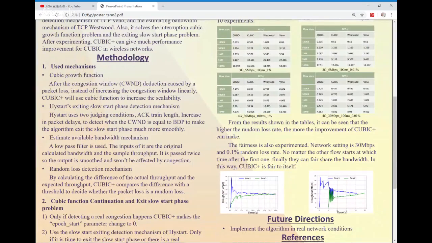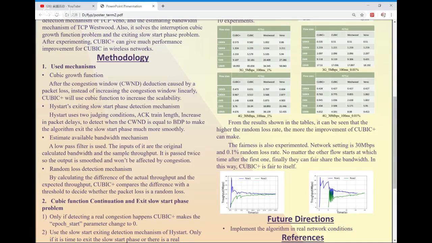The first one is the cubic growth function. It is inherited from the original Cubic. Every time it deducts the congestion window after a packet loss, it will not increase the congestion window linearly. Instead, it will use the cubic function to increase it. In this way, as you know, a cubic function can grow much faster than a linear function, so it can improve the performance of my algorithm to make it fully utilize available bandwidth much faster.